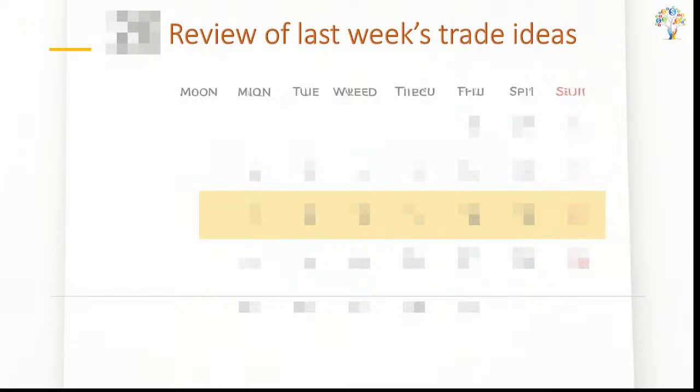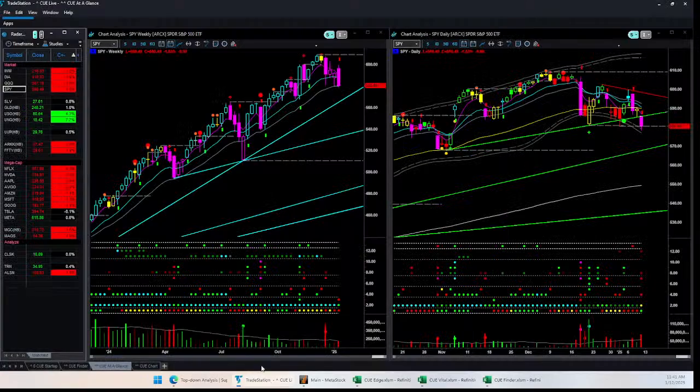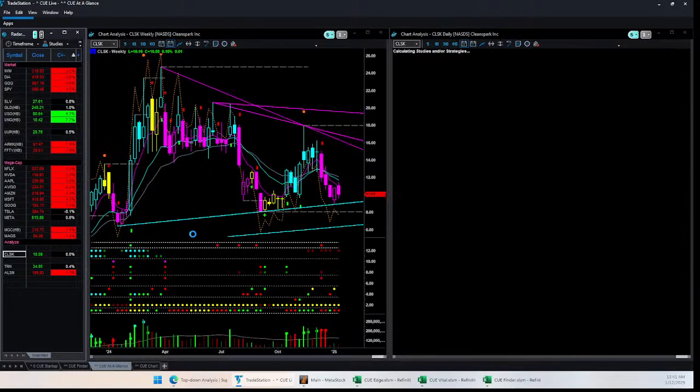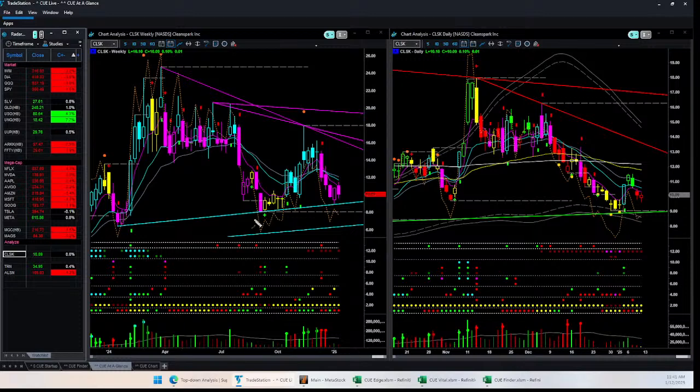Review of last week's trade ideas. I shared 3 buy ideas: CLSK, TRN and ALSN. Let's look at them. CLSK, Clear Sky. It had a trend line support and it had a breakout setup on Friday last week.